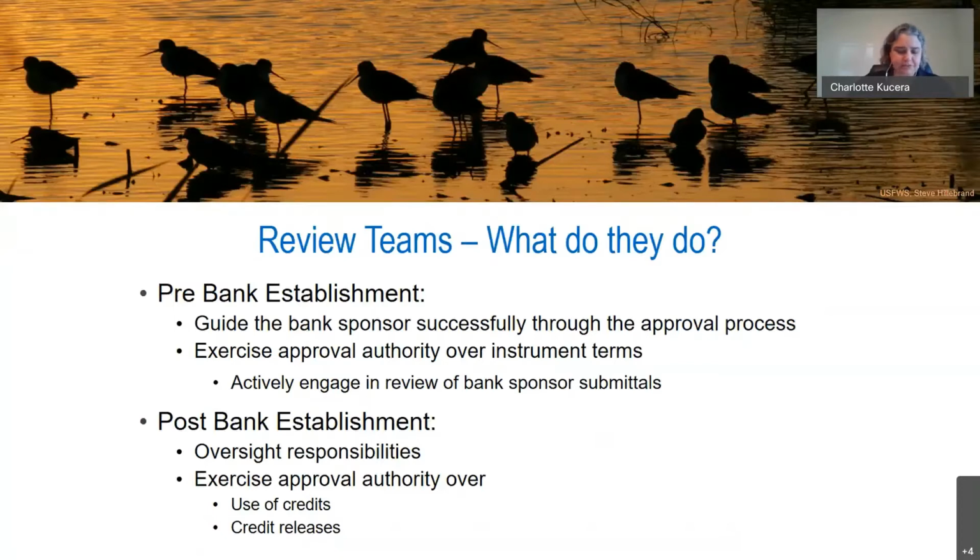Post-bank establishment, that is after the bank is approved and it has begun to be operational, the team has oversight responsibilities for the bank. These responsibilities relate to the credits that are going to be used as offsets for impacts, and the agencies have approval authority over the release and use of those credits for the resources that they regulate. So in general terms, what this means is that the same agency who permits impacts to a particular resource would also regulate the use of any credits for that resource within the bank.